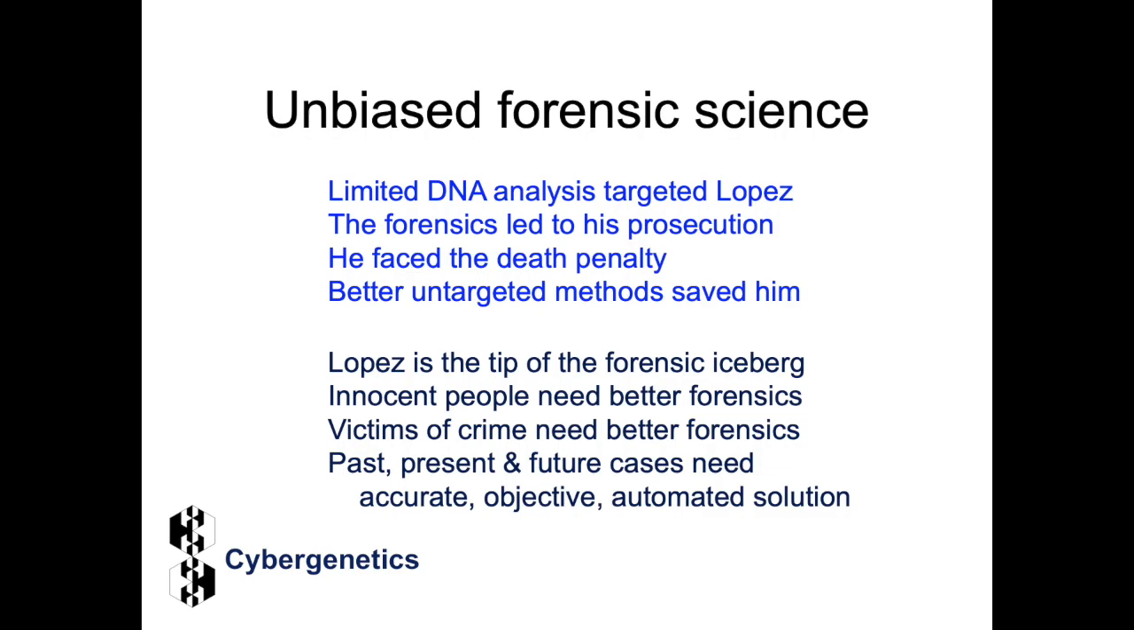Victims of crime need better forensics. Targeted methods limit what DNA evidence is capable of. Informative computers can reach into complex mixtures, separate them out in an unbiased, untargeted way, and afterwards make comparisons that objectively inculpate those individuals who left their DNA and exculpate those people who didn't.